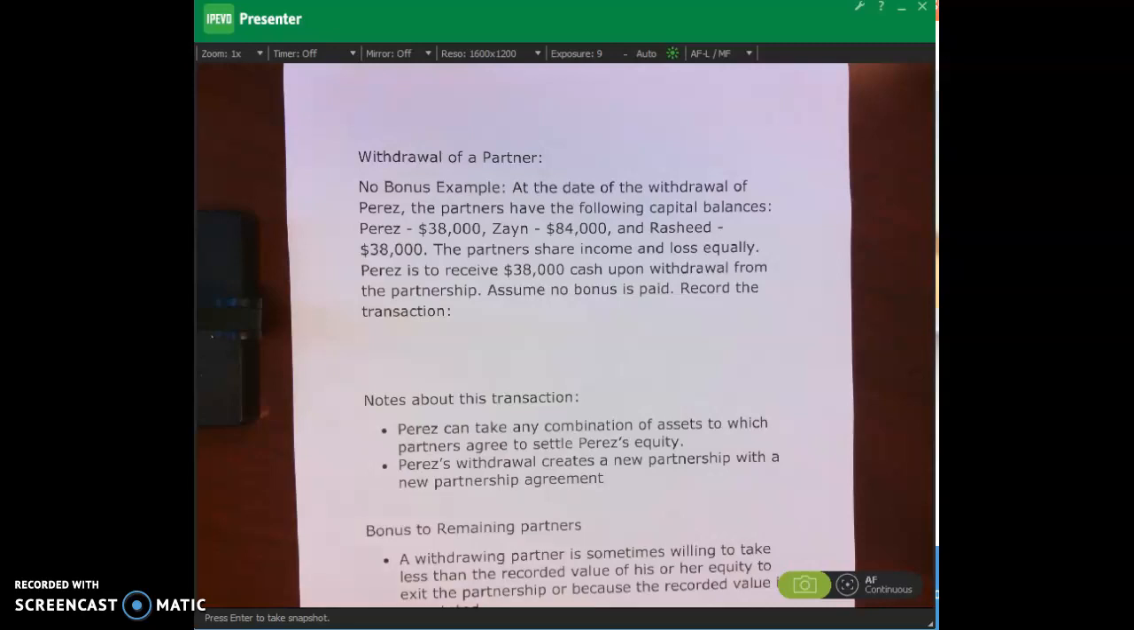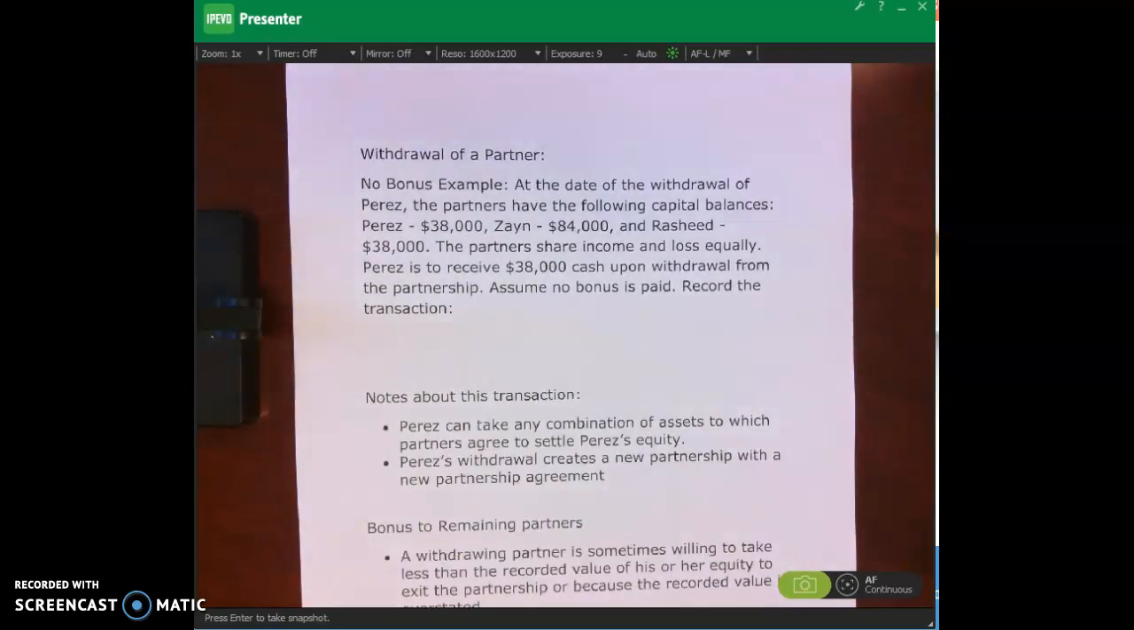Hello and welcome. In this lecture video, we're going to be talking about the accounting for partners withdrawing from the partnership. We have three different situations. We have a no bonus example, then a bonus to remaining partners example, and then on the next page, a bonus to the withdrawing partner.